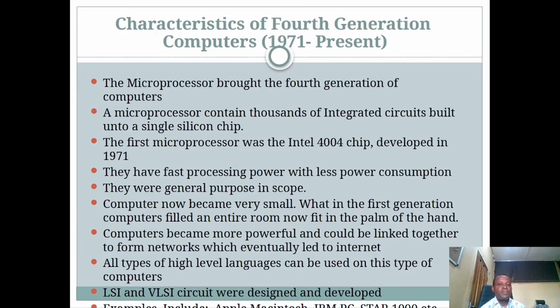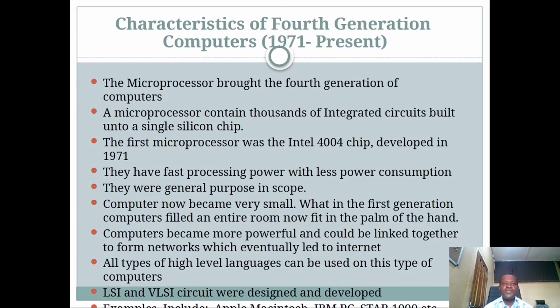Computers in the fourth generation were generally general purpose in scope, in the sense that you can use them for entertainment, for business purpose, for scientific purpose, for gaming, and for a whole lot of other things.